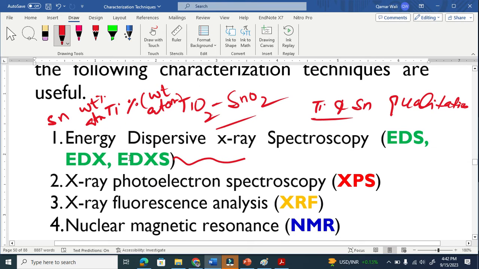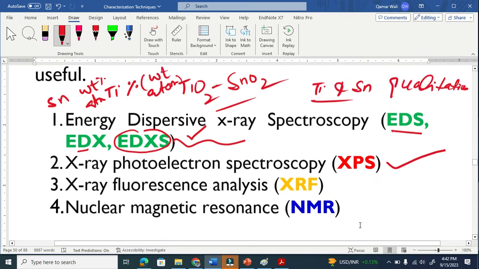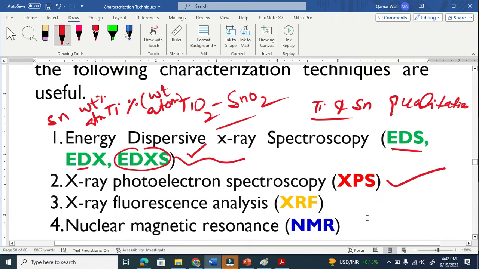The first one is energy dispersive X-ray spectroscopy. It is represented as EDS, sometimes EDX, and sometimes EDXS. All names are the same. The second is very common, XPS or XRF or NMR. I will only show you EDS in this video.